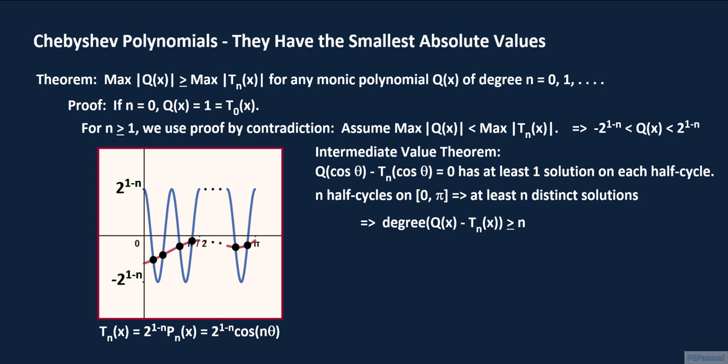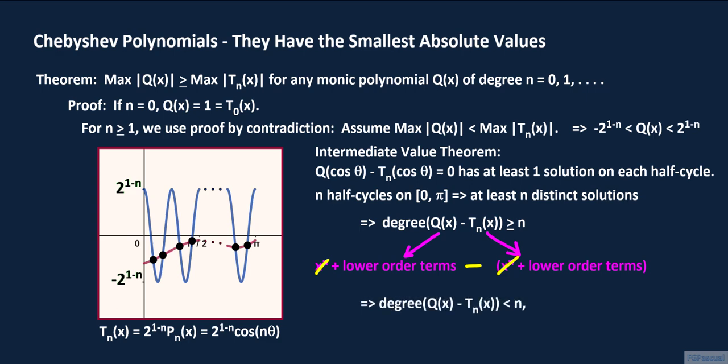Now q of x and t sub n of x are both monic, and both have degree equal to n, so both are equal to x to the nth power, plus their own respective lower order terms. x to the nth power cancels out when we subtract t sub n of x from q of x, so that the degree of q of x minus t sub n of x is less than n. But this contradicts what we have found earlier, that the degree of q of x minus t sub n of x is greater than or equal to n.